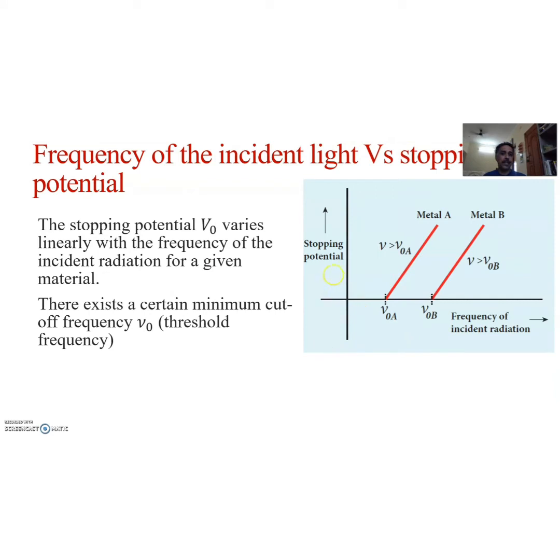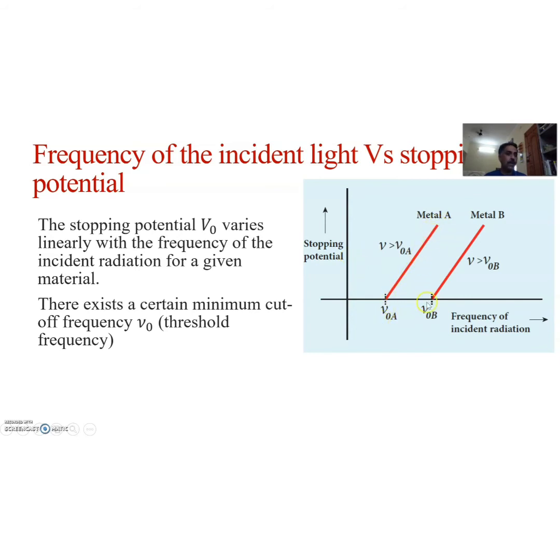Then, the frequency of the incident light versus the stopping potential. This was another study. So this is the stopping potential, and this is the frequency of the incident radiation. And what they found out is a straight line. After a particular frequency, the graph between the frequency of the incident radiation and the stopping potential was a linear curve. The higher the frequency, the higher the stopping potential. That is what this curve indicates.